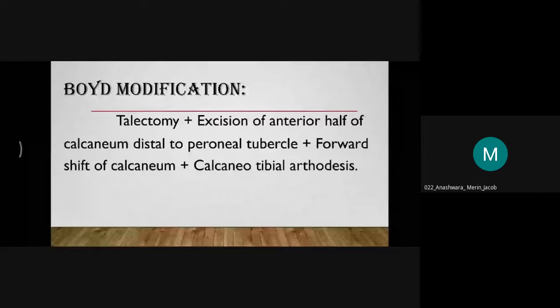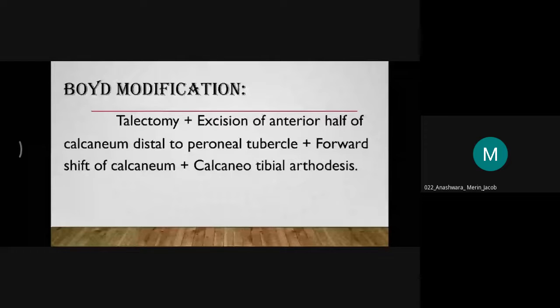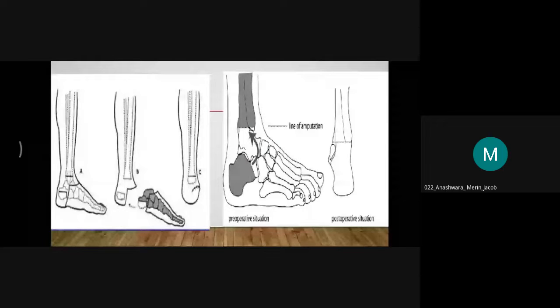The landmark we have is distal to the peroneal tubercle. There is a peroneal tubercle. We will remove the calcaneum anterior to that, and the posterior part of the calcaneum is retained. What we do now is the posterior calcaneum will be sutured to the tibia. I will show that right here.